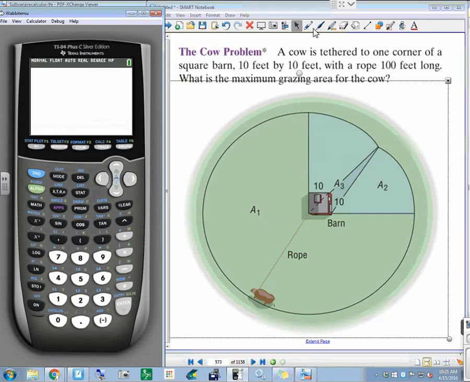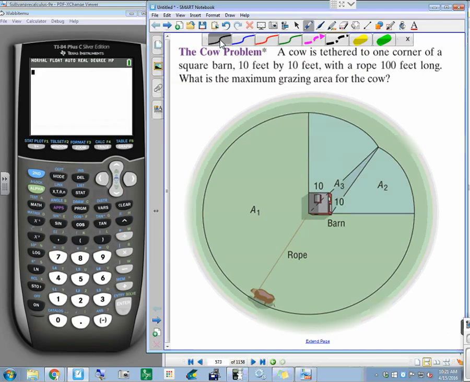Cow problem. Now, the easy part of this one is, I mean, we can find the area of a circle. That's pretty easy to do, right? And since this here is just simply 3/4 of the circle, that isn't a difficult thing to do, is it? Okay. The part that is difficult comes in right here.